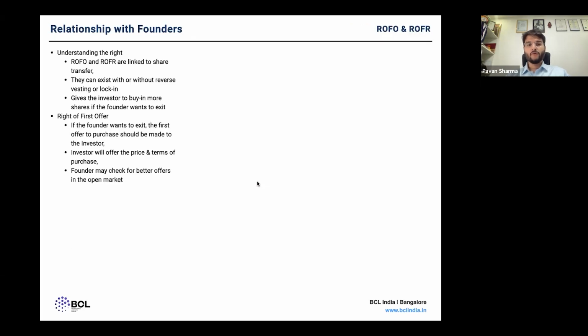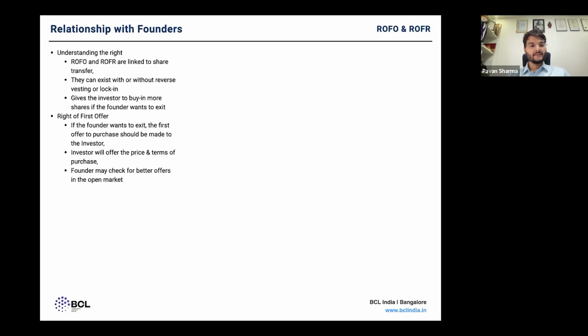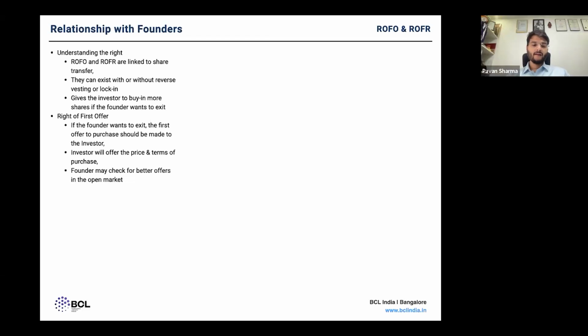Let us look at ROFO and ROFR. ROFO stands for right of first offer. ROFR stands for right of first refusal. The way ROFO and ROFR work, they regulate the exit that the founder could get. It regulates the price that the founder would get on an exit. So if you look at the first clause, which is ROFO, as the word suggests, right of first offer, it means if the founder wants to exit the company after the lock-in period, the founder will have to first make an offer to the existing shareholders, primarily the investor.